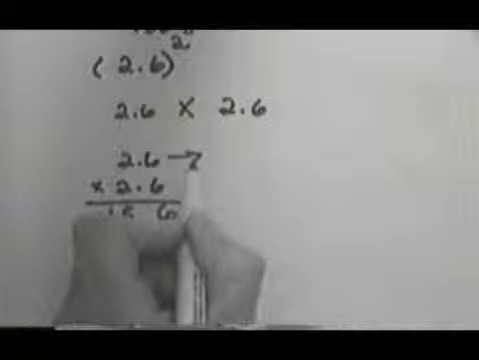6 times 6 is 36. Carry my 3. 12 and 3 is 15. 2 times 6 is 12. Carry my 1. 4 and 1 is 5. So that's 6, 7, 6. Now I have to put my decimal in. Well, I have one decimal place here and 1 decimal place here. So when multiplying, my answer is supposed to have the sum of those. I need to have 2. So my answer would be 6 76/100.